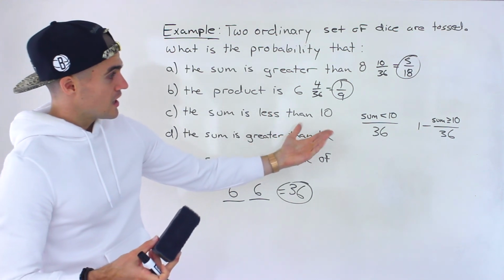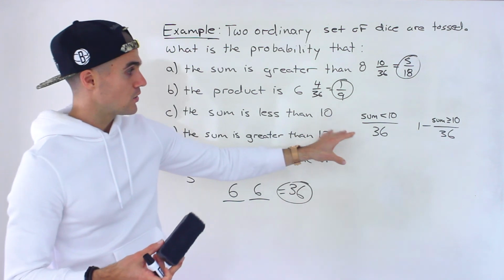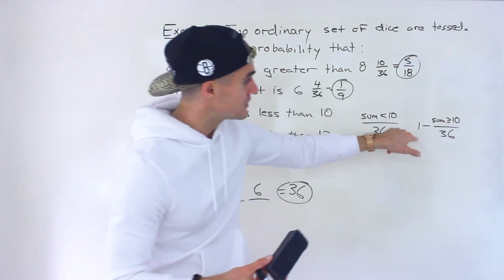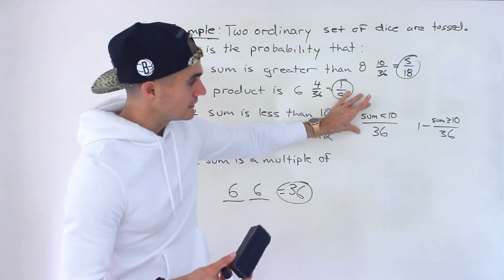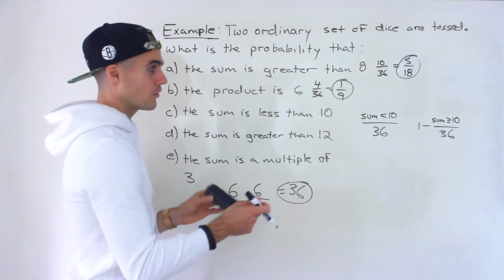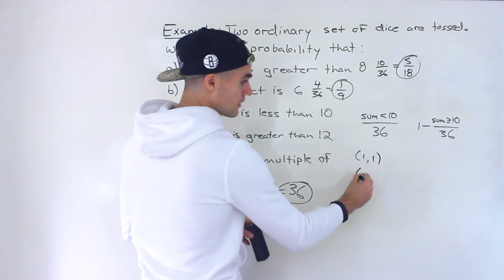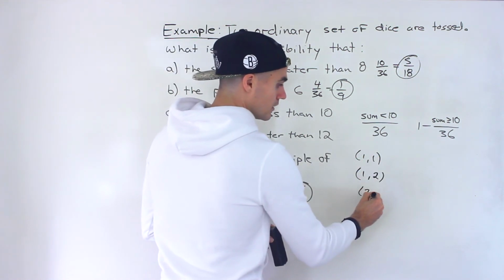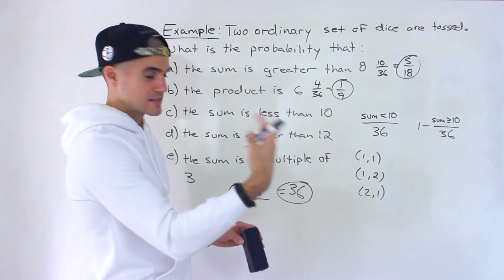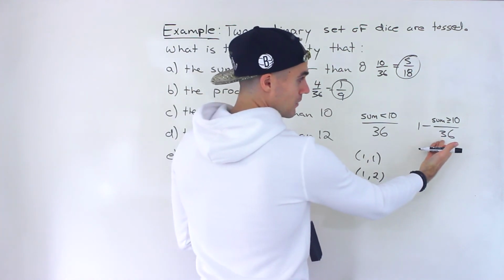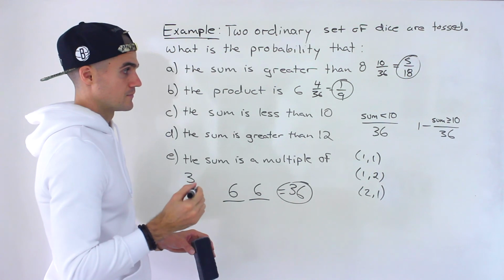So the sum either has to be less than 10 or greater than or equal to 10. And so adding this and this would give us that 1. So to get this, we can either do it directly like this, so count up all the possibilities, so like 1 and 1 would work because that would be a sum of 2 which is less than 10, or 1 and 2, 2 and 1. But we're going to have a lot more possibilities here to deal with and to think of than all the possibilities where it's going to be greater than or equal to 10, right?